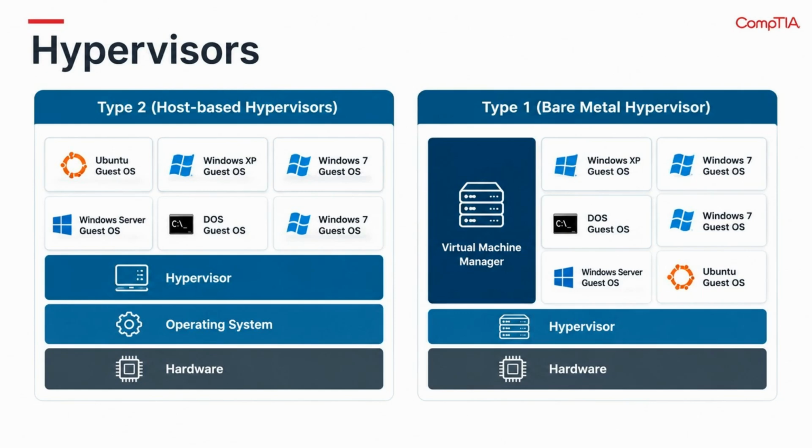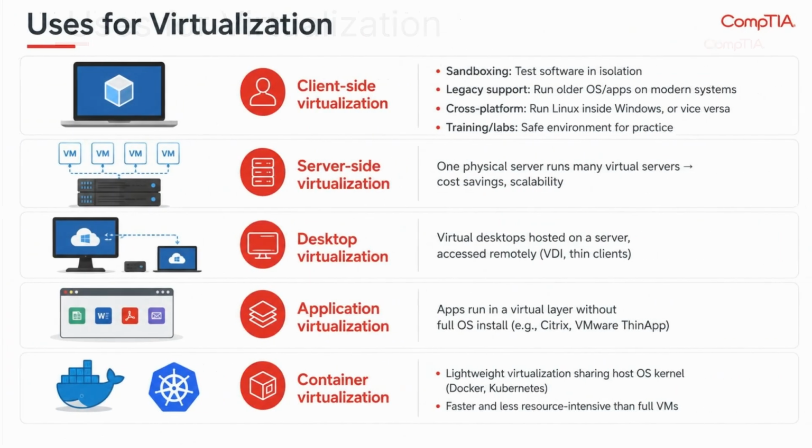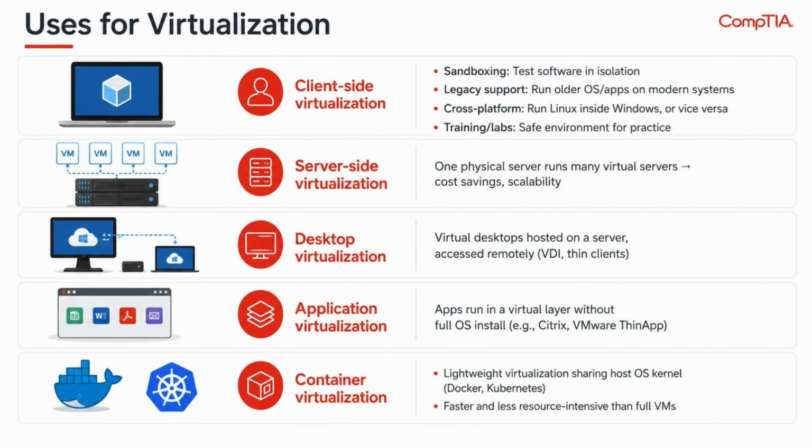Here's the structural difference laid out visually. Notice how a Type 1 hypervisor sits directly between the hardware and the virtual machines, while a Type 2 hypervisor has a full host operating system in between. Virtualization shows up in several forms. Client-side virtualization covers sandboxing, legacy support, cross-platform use, like running Linux inside Windows, and training in labs.